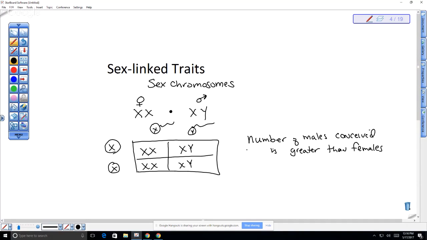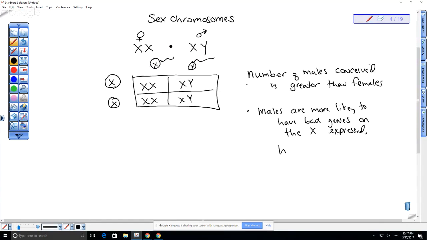However, when we look at males, males have only one copy of all of the genes on the X chromosome. So if there's a bad gene on this X chromosome, the males are going to express it. So males have a higher early mortality, okay? Males are more likely to have bad genes on the X chromosome expressed than females, right? And so they have a higher mortality. For example, male embryos tend to be less viable and they're spontaneously aborted more frequently than female embryos.